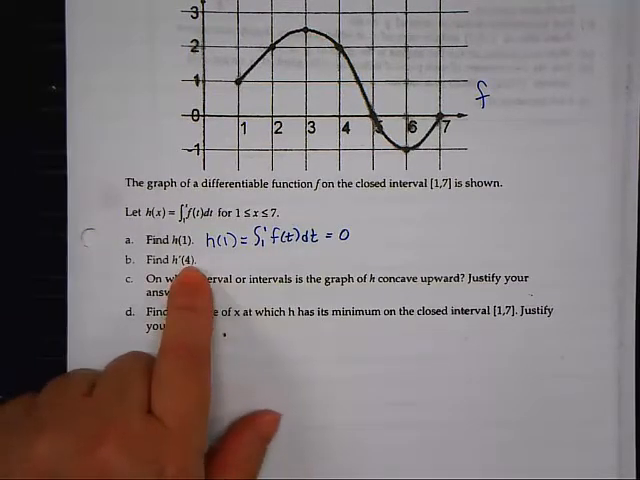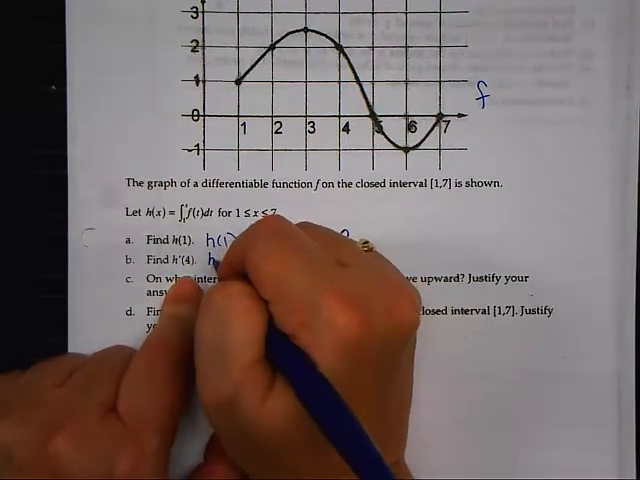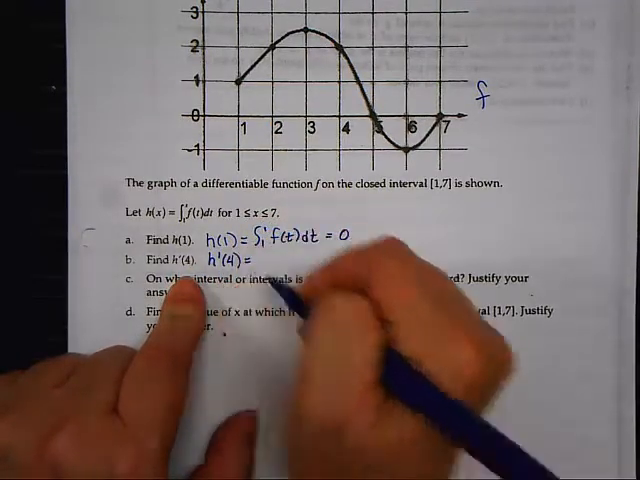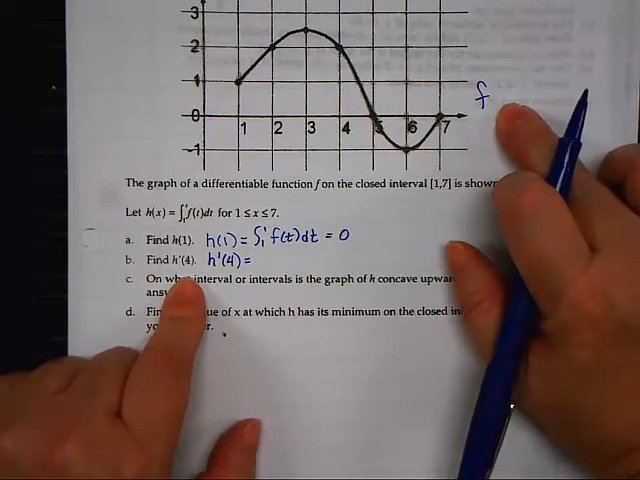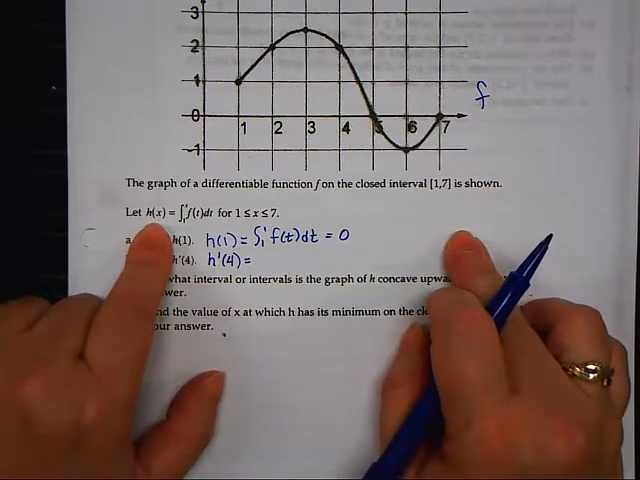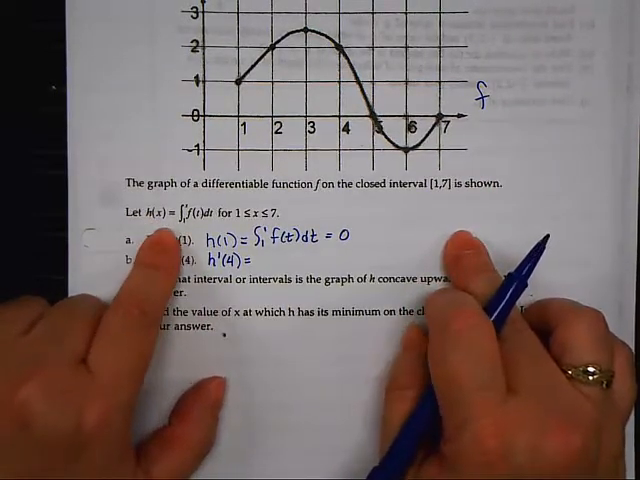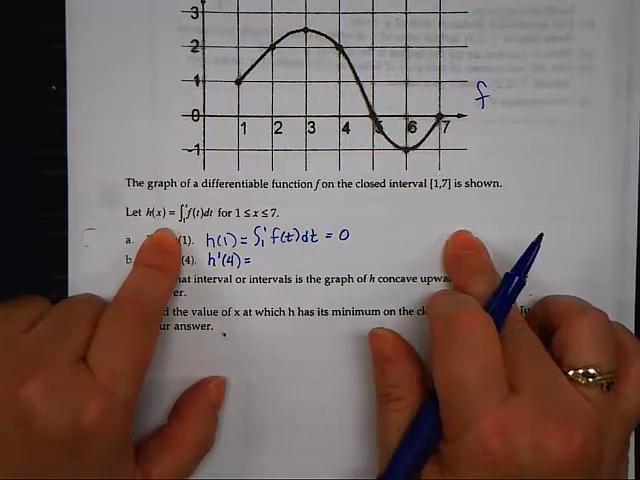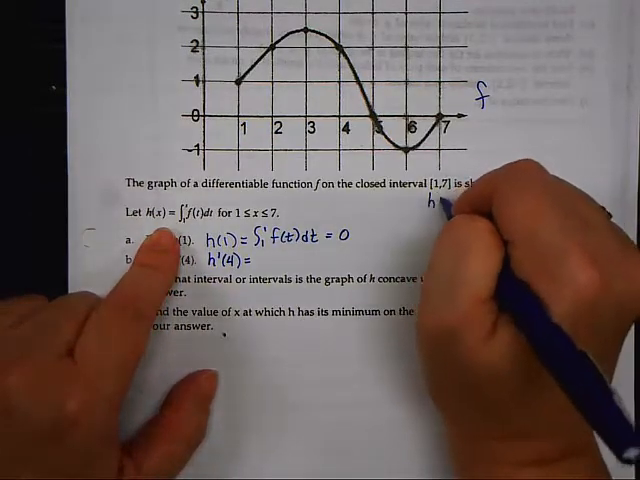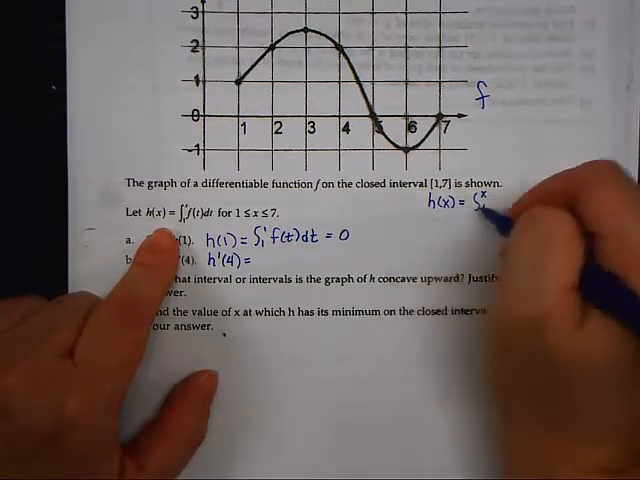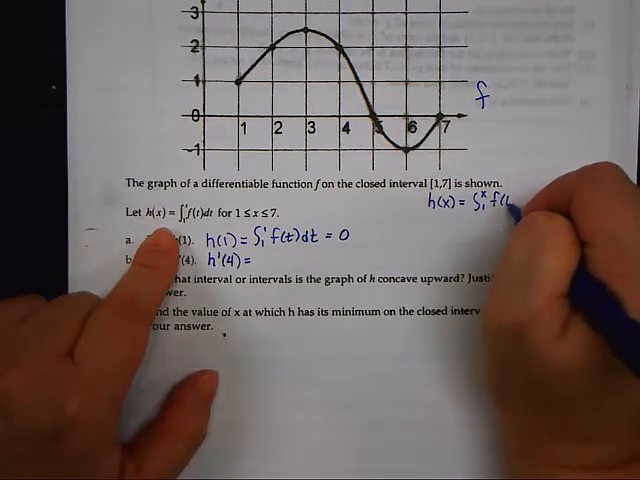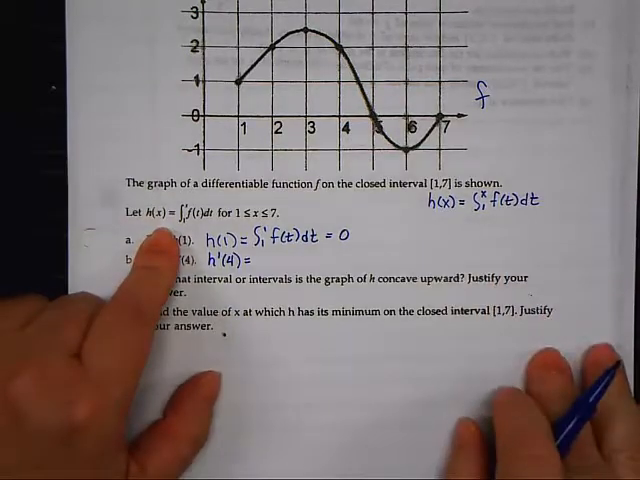Okay? Now, here's the question. What is h prime of 4? Well, that's a little strange of a question because I don't know anything about h prime yet. I know that this is f, but I do know this is h. So if that's a function, I should be able to take its derivative. Okay? So over here, I'm going to write down what h of x is. Again, I'm going to recopy this problem. h of x is the integral from 1 to x of f of t dt, which means the area under f.